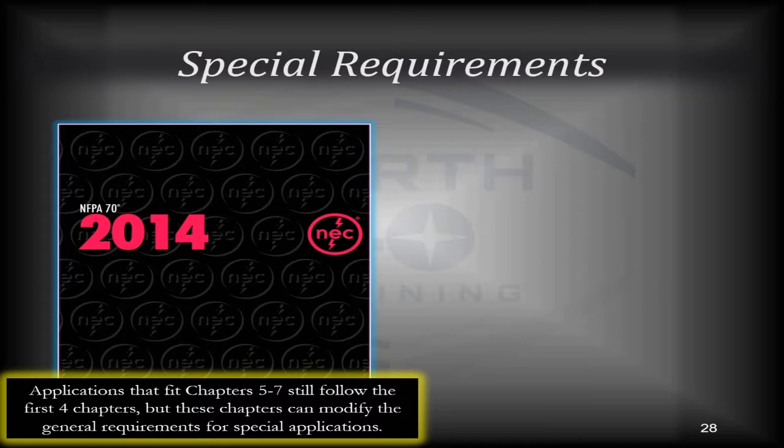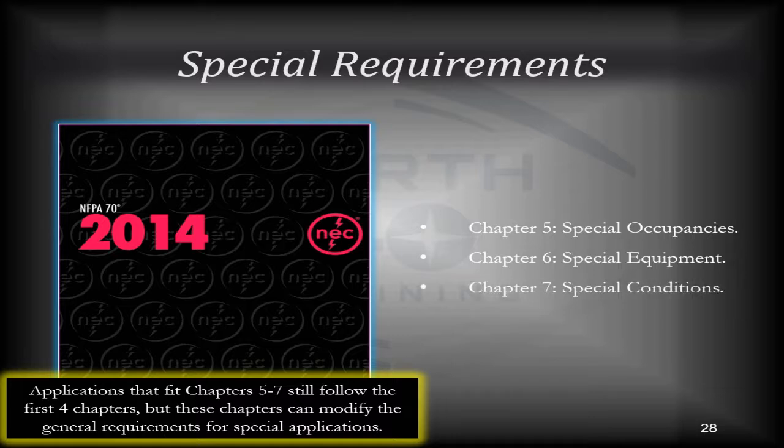Okay, for instance, you wouldn't want the same application in my living room as you would want in some place that has heavy, flammable, combustible fuels and gases around. That would be a hazardous location. So you're going to alter the actual installation requirements and things like that for the hazardous location above and beyond what would be found in my living room. These chapters are titled Chapter 5, Special Occupancies, Chapter 6, Special Equipment, Chapter 7, Special Conditions.